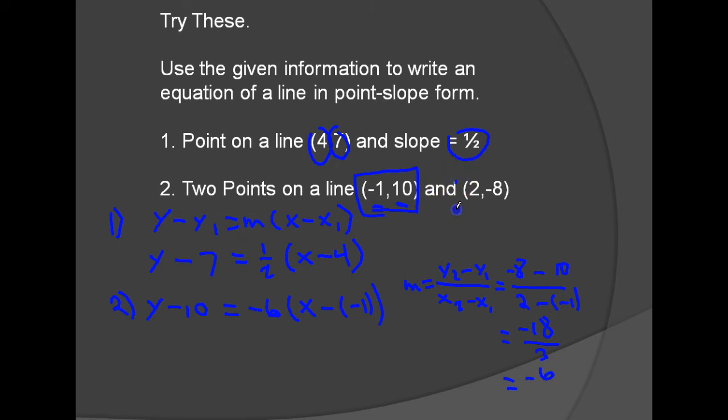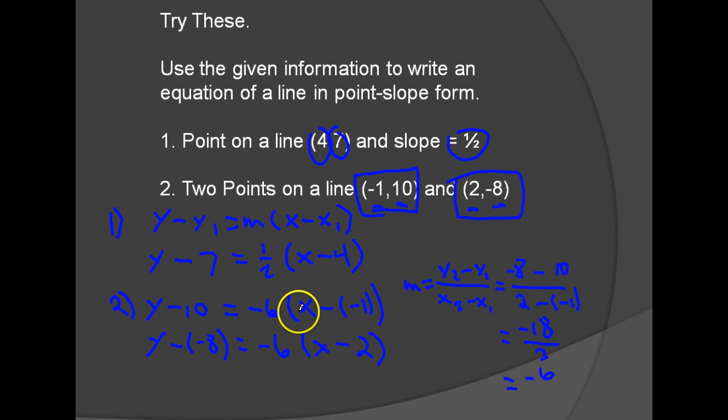If I use this second point, y minus my y value is negative 8 equals m, my slope is negative 6, times the quantity x minus, and my x value is 2. And even though these 2 equations look different, we already talked about that earlier, if I were to distribute the negative 6, add 10 to both sides, do the same thing down here, distribute the negative 6, add negative 8 to both sides, I would get the same equation in slope-intercept form. They just look a little different in point-slope form, but they're the same equation to the same line.